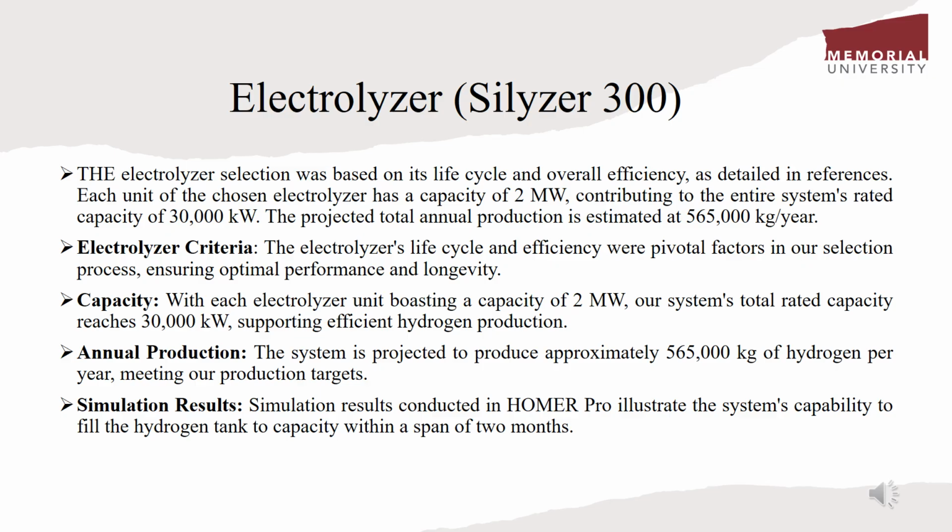In our hydrogen production system, the selection of the electrolyzer was meticulously based on its life cycle and overall efficiency, drawing insights from the references. Each unit of the chosen electrolyzer boasts a capacity of 2 megawatts, contributing to the entire system's rated capacity of 30,000 kilowatts. With this configuration, our system is projected to produce approximately 565,000 kg of hydrogen annually.